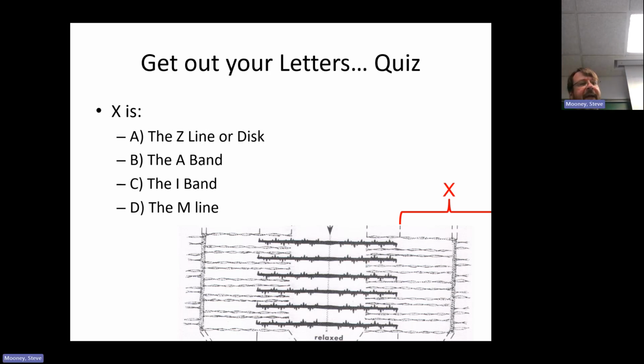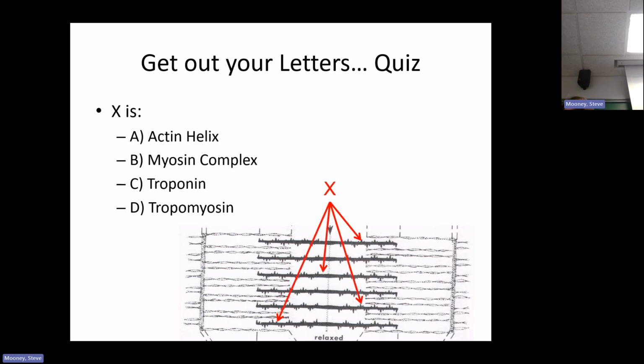What's this? So we're looking at the I band. That runs from what to what? The end of the thick filament in this sarcomere, the end of the thick filament in this sarcomere. That will change in dimensions as the sarcomere contracts. So this is what? Last one left, it's the Z line or disc that runs the entire, in our skeletal muscle, the entire myofibril through there.